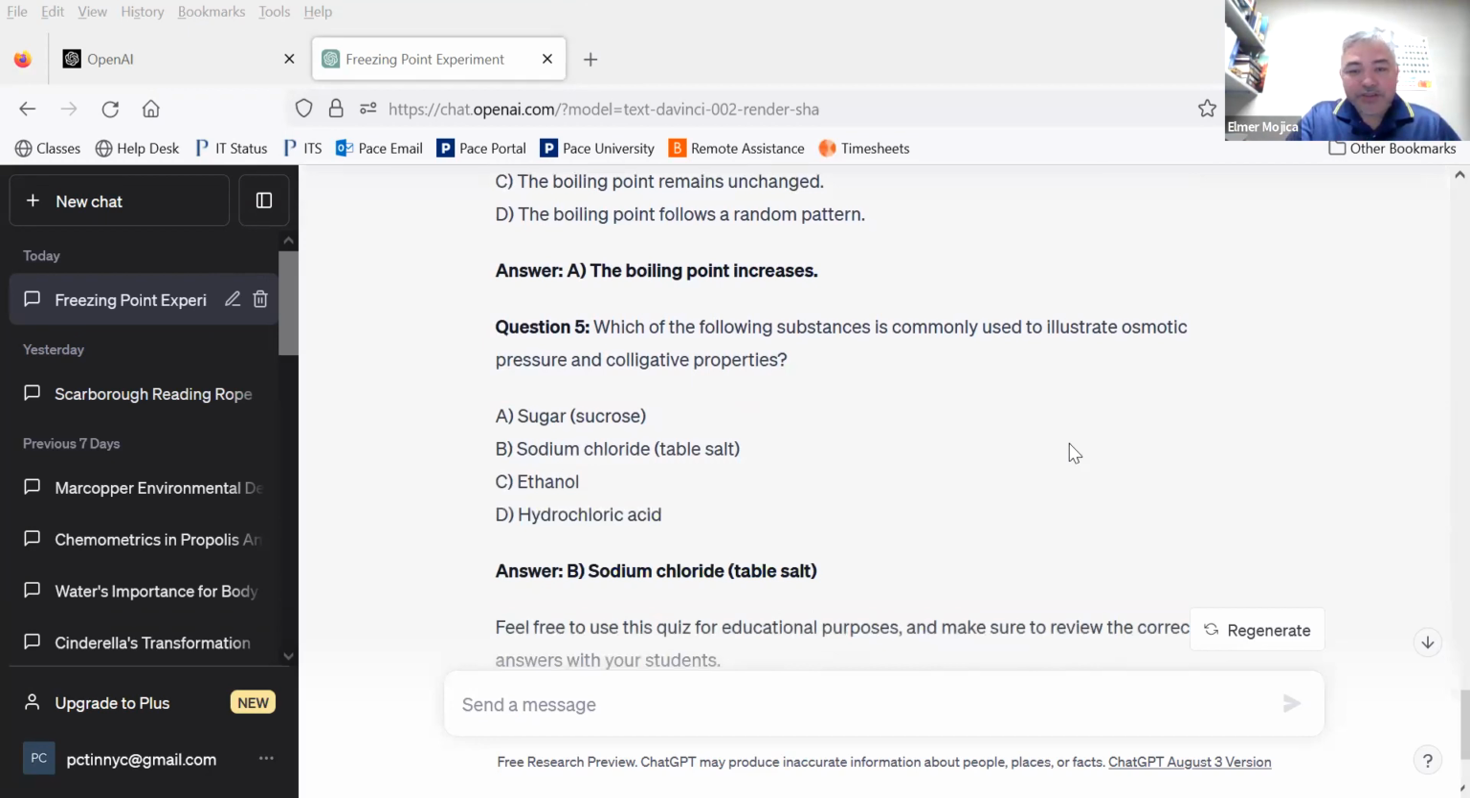Now the fifth one: which of the following substances is commonly used to illustrate osmotic pressure and colligative properties? A and B are both possible here. If I'm the faculty, I'm not going to write this one because it creates confusion. For the answer to be letter B, I would say: which of the following samples would have a greater osmotic pressure given equal molarity, because sodium chloride is an ionic compound. It dissociates into ions, so it has more effect on the colligative properties than sugar, which is a molecule.